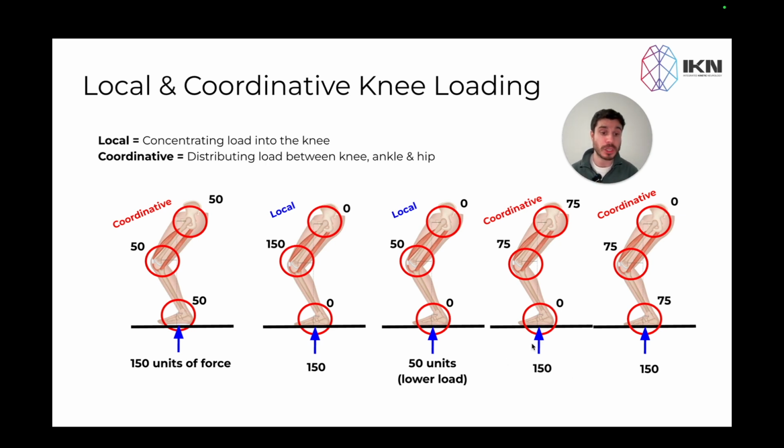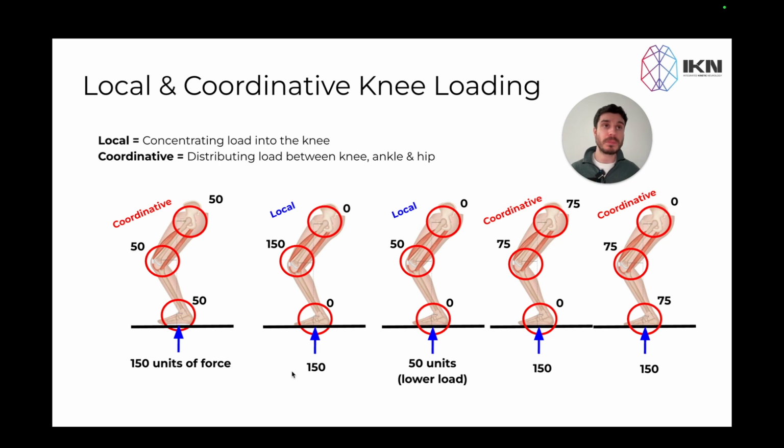So we could have a situation here where we have 150 units of force going into the lower limb, but now we're coordinating load between the knee and the hip, and we're getting less contribution from the ankle. Alternatively, we can reduce the contribution from the hip and just start coordinating load between the knee and the ankle. Okay, and again, we have to determine, are we loading the knee extensors? Are we loading the knee flexors? Okay, so we have lots of options here. We have lots of options from a coordinative standpoint. We have lots of options from a local standpoint. The important thing is, though, is having the ability to address both.